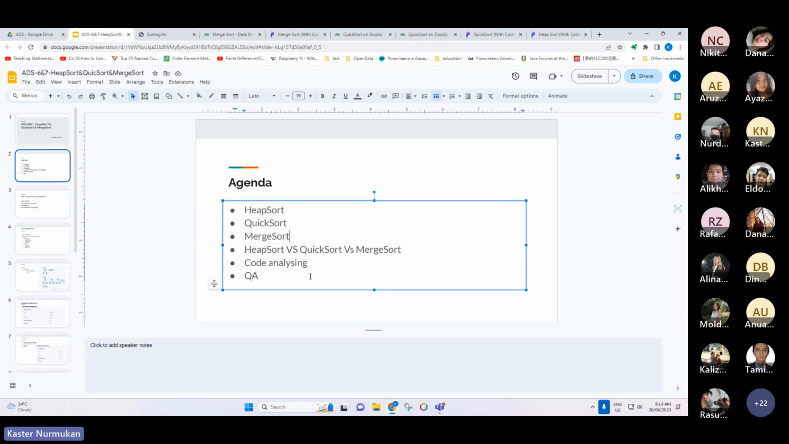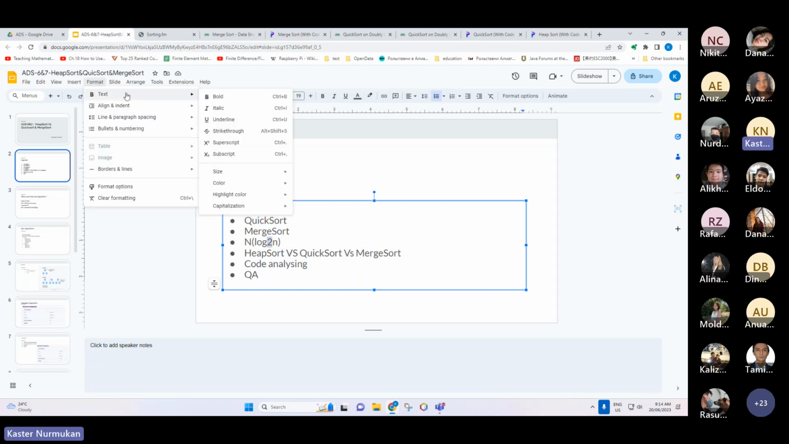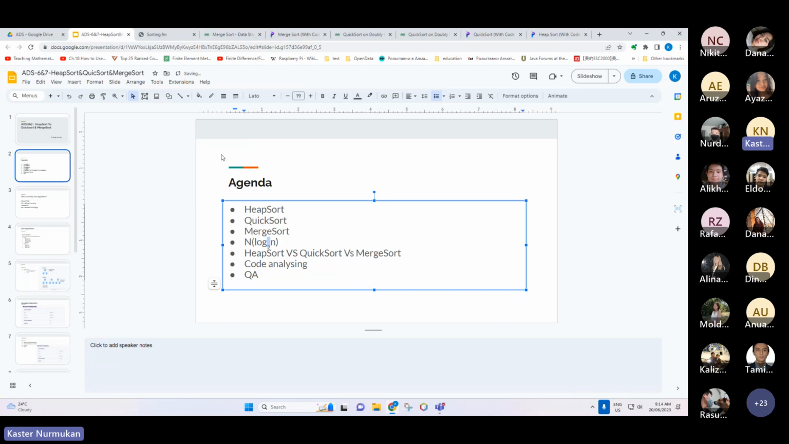I mean, let's say, just type it. Always the three of them is n log n time. Okay, so it is a two-based n log n time. Actually, it's two-based log n time.